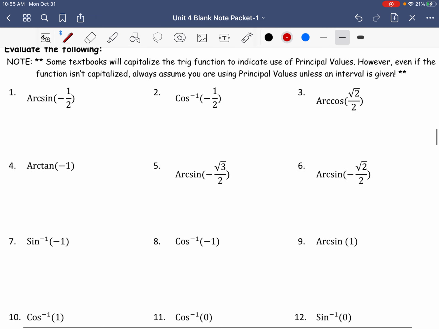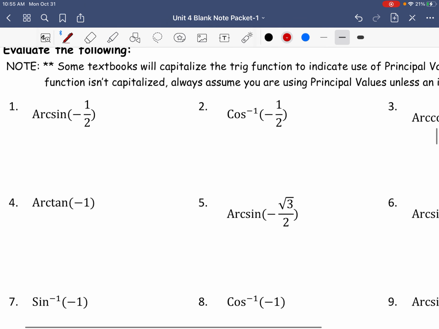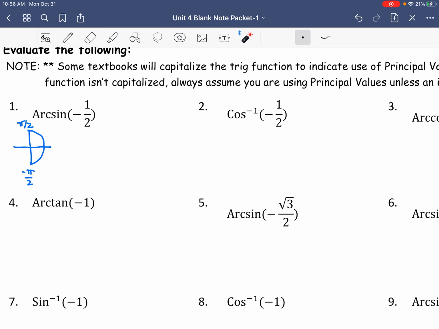Arc sine negative 1/2. Every time we see that, this needs to be our thought process. And then these are going to start to go pretty quickly, I hope. Arc sine: we are stuck between quadrant 1 and quadrant 4. Most importantly, we're stuck between negative pi over 2 and positive pi over 2. That's our restriction. Which of these quadrants is the sine negative in? The answer to that is quadrant 4.